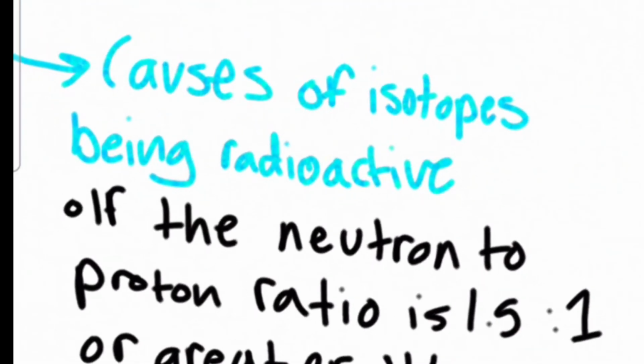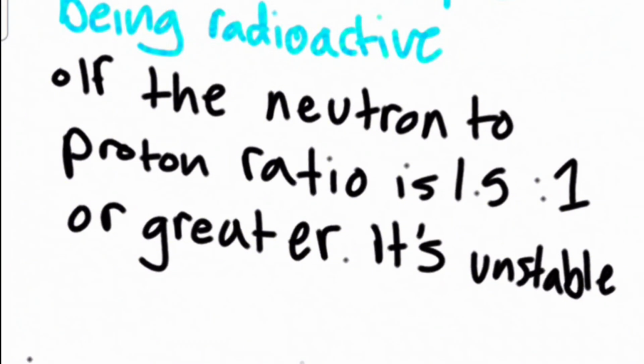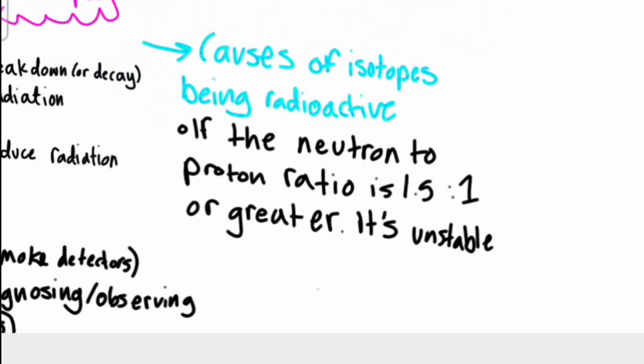The causes of isotopes being radioactive. If the neutron to proton ratio is 1.5 to 1 or greater, it's unstable. So if I had a ratio of 1.7 to 1, that is unstable. But if I had 1.2 to 1, that is stable.